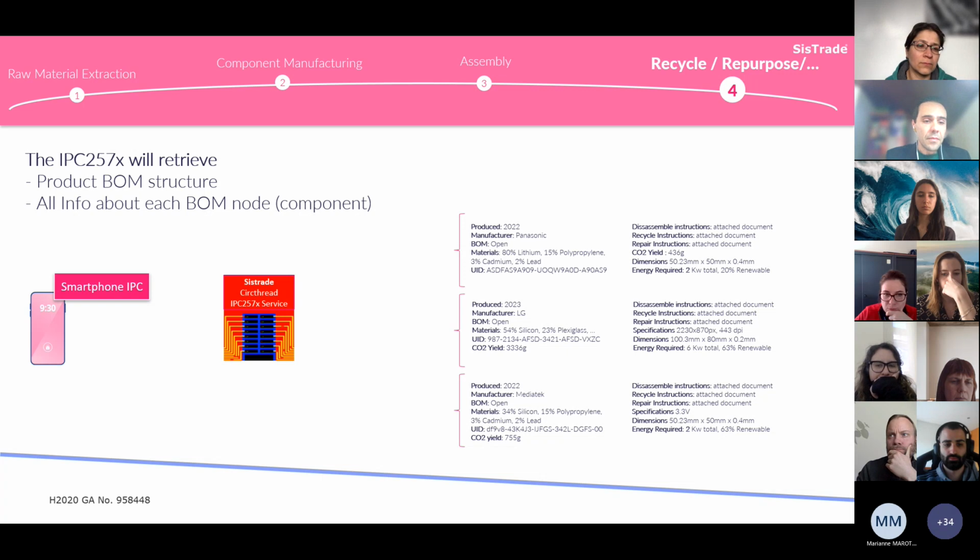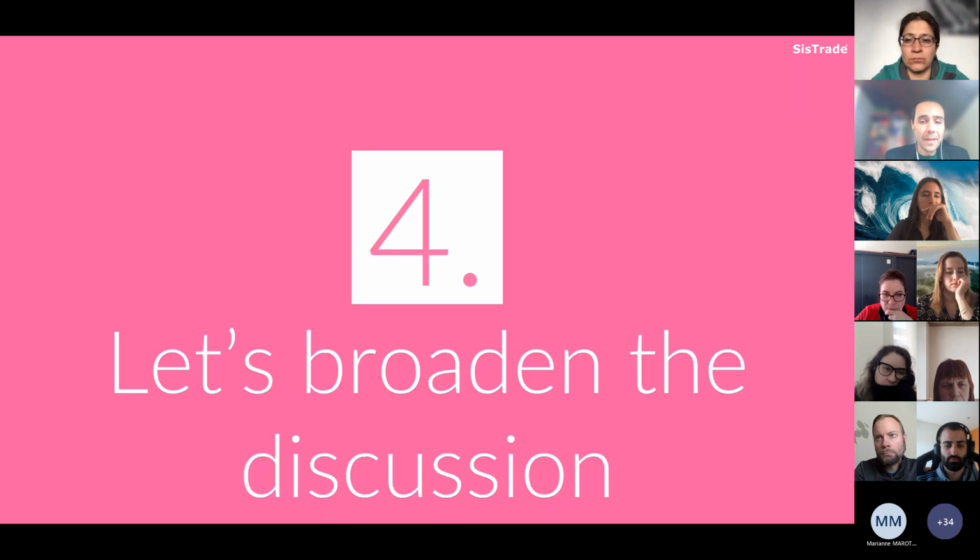So we can feed that information to our service, and our service shows you what are the parts, when they were produced, all the history of the part, the BOM, the materials, if it's 80% lithium or whatever from the battery, what is the unique ID, what are the disassemble instructions, the recycle instructions, repair instructions, the CO2 yield, the dimensions, energy required, and so on. That means that we can retrieve a lot of information automatically from this file.